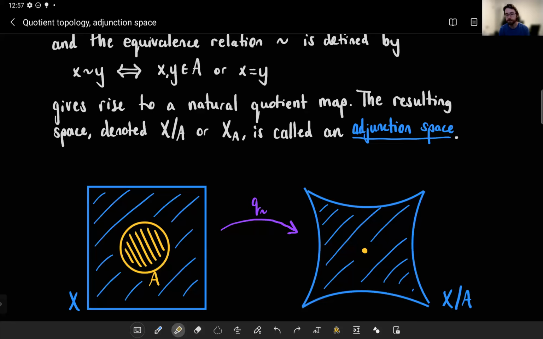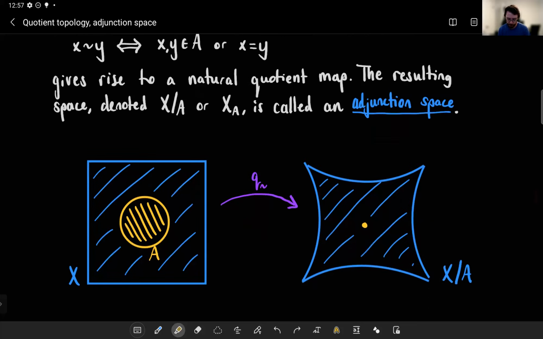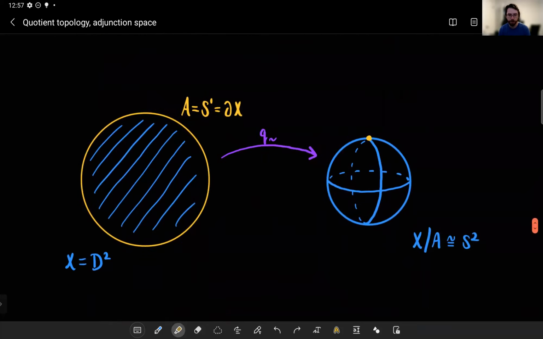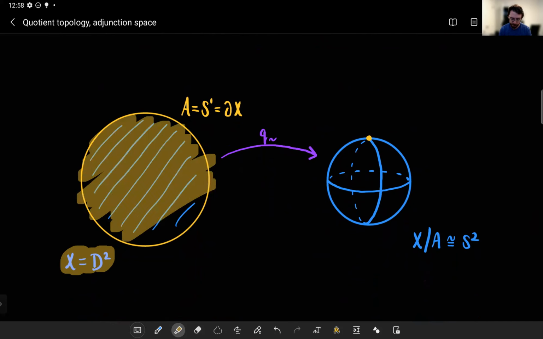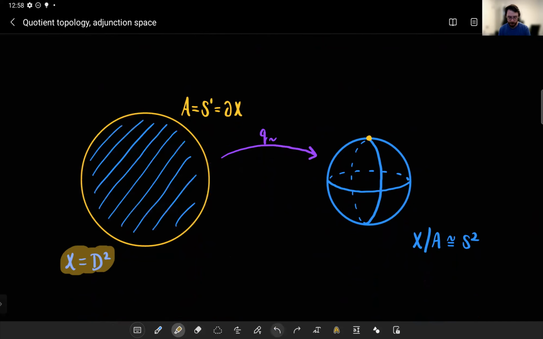Okay, so how is that useful? We're just shrinking some subspace to a point, who cares? It's useful because you can do really interesting things. You can take a disk. So here I've labeled X as D2, meaning the disk in 2 dimensions. So it's a solid disk, and we'll say it has boundary.